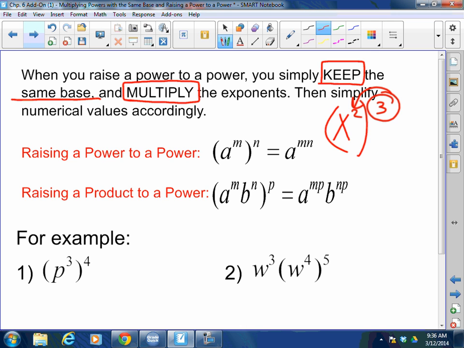What are you saying? When I have a to the m raised to the n power, you multiply that outside exponent to every exponent inside the parentheses. So this would equal a to the m times n. Whenever I have multiple things in parentheses, you distribute the outside exponent to every exponent inside. So a to the m times b to the n raised to the p power is going to be a to the mp times b to the np. Does that make sense? Okay.